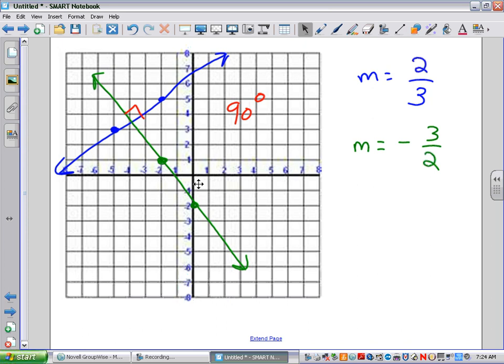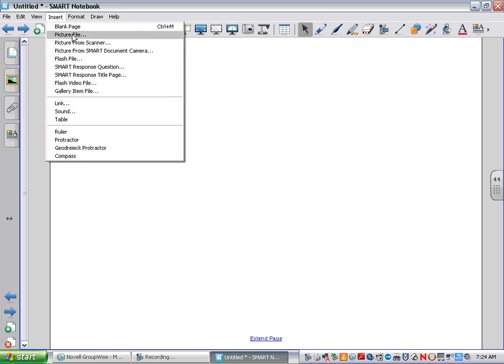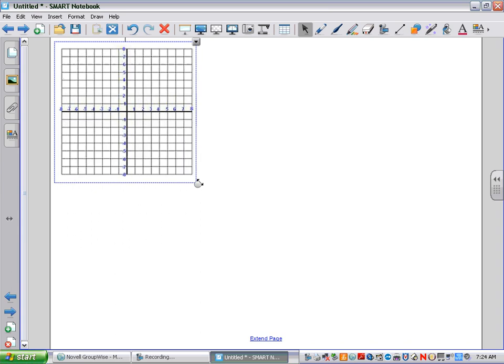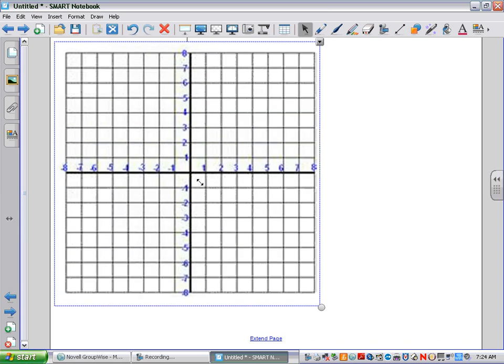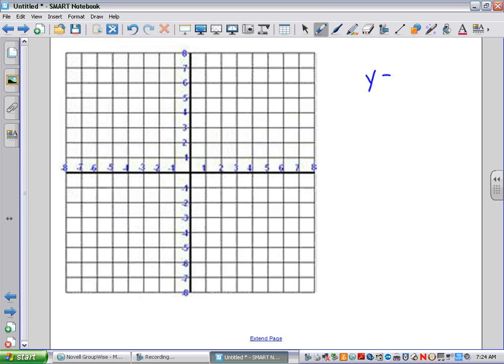Well, one more thing to show you. I want to do a graph again. I want to graph the line y equals 3. Well, that's a horizontal line through the point y equals 3. So it's that line right there.